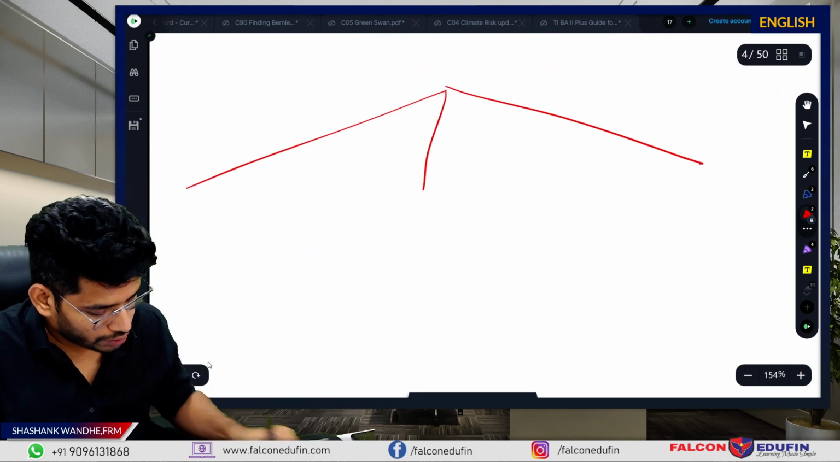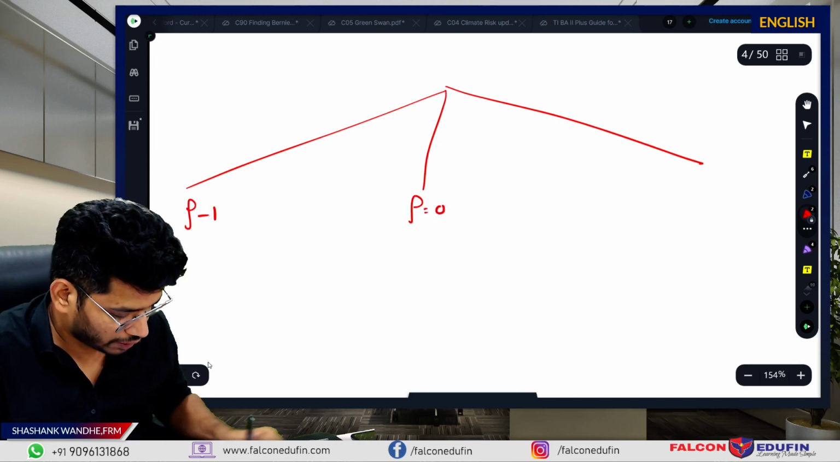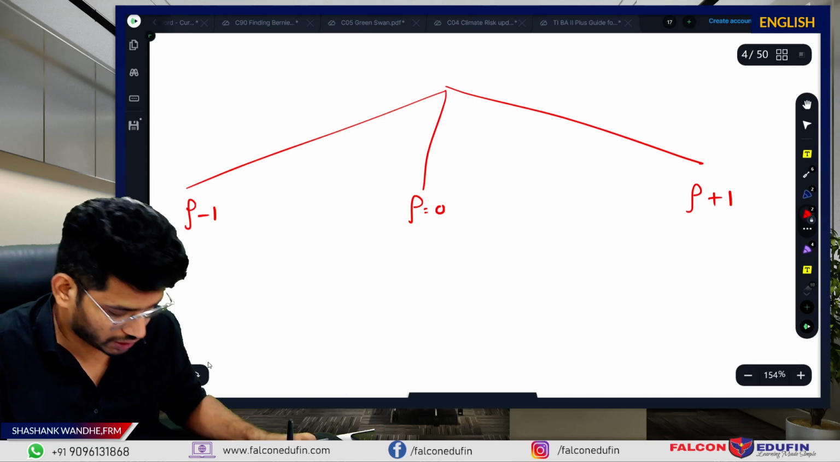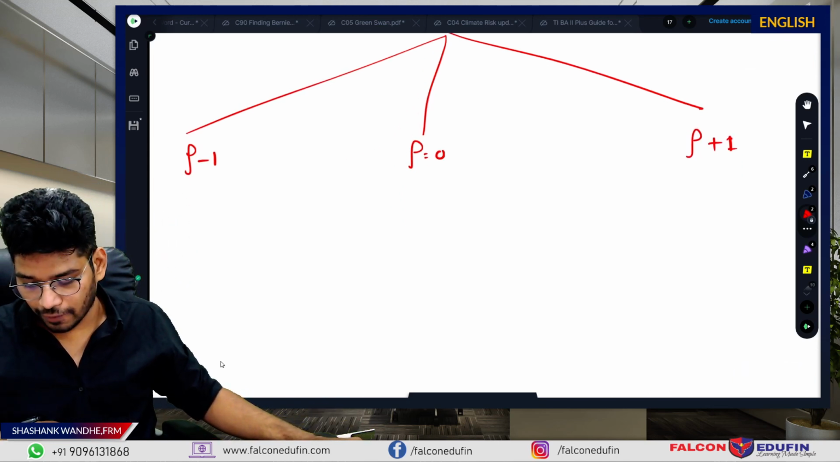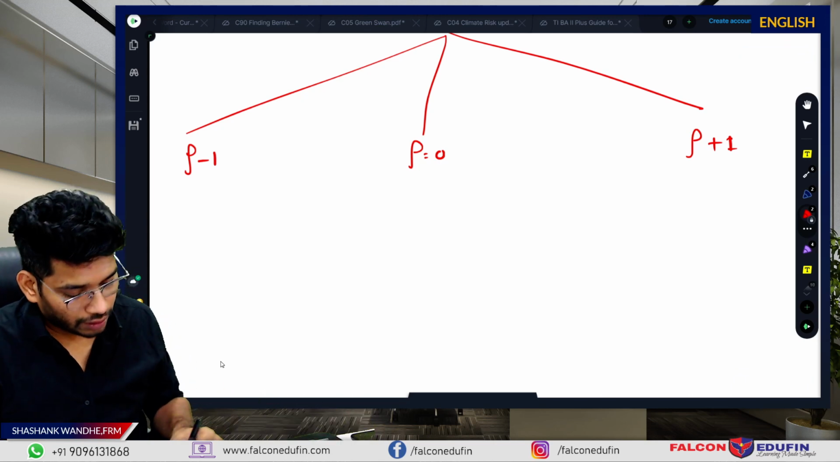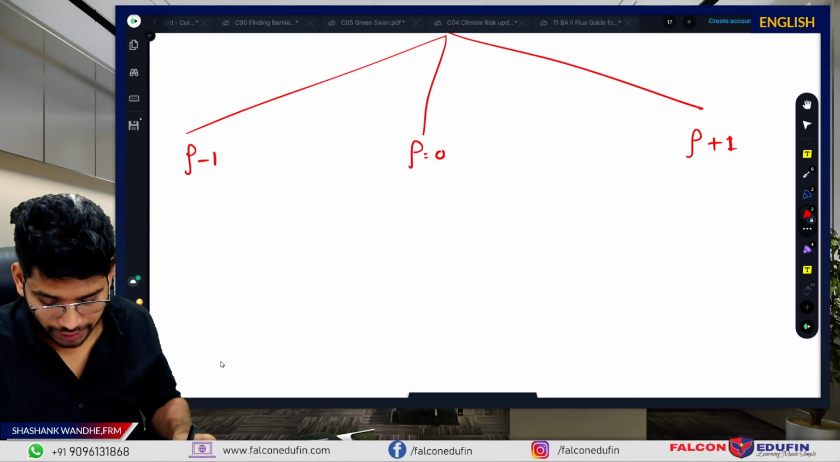Now we have to discuss the three scenarios. Scenario 1, scenario 2, scenario 3, where the correlation is perfectly negative, where correlation is zero, where correlation is perfectly positive. If correlation is perfectly positive, then what happens? Sorry, we'll start with the correlation when it is perfectly negative. I wrote it like this.